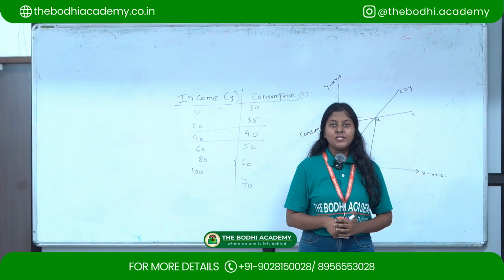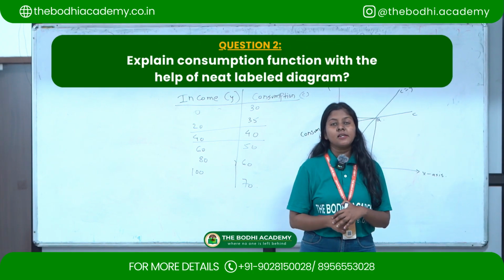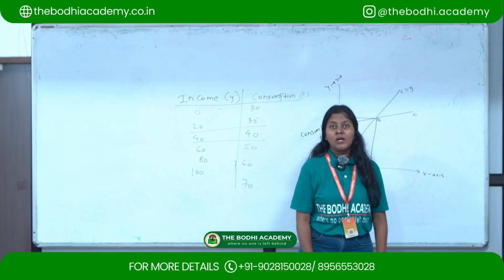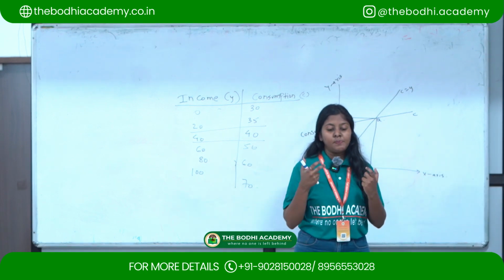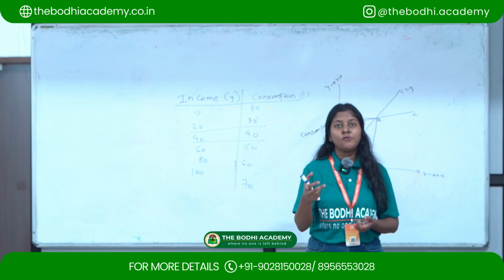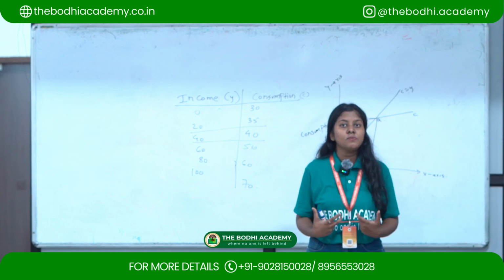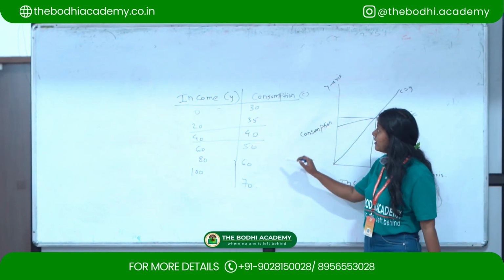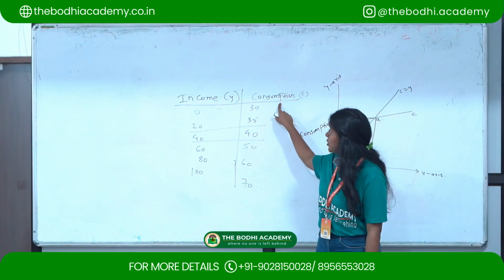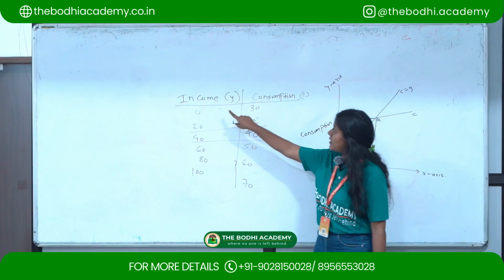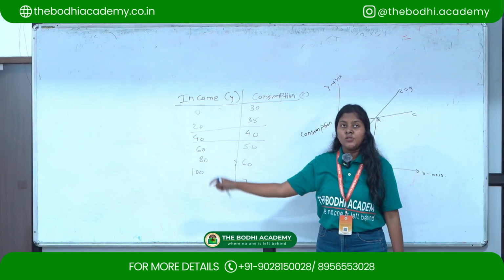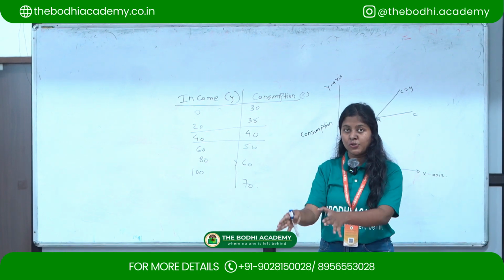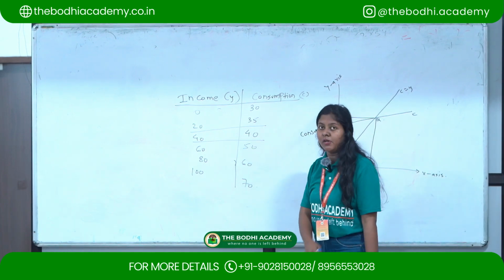Now we'll move to the second question, that is explain consumption function with the help of a neat labelled diagram. Consumption is nothing but whatever people spend on the purchase of goods and services in order to consume them. Here we denote consumption as C, and income as Y. As we have learned earlier, as income increases, consumption also increases. This is what we are going to learn over here.